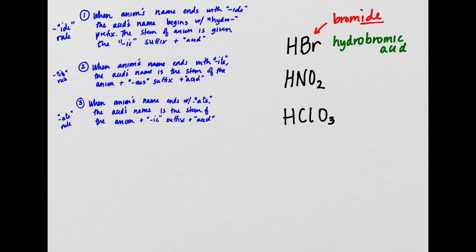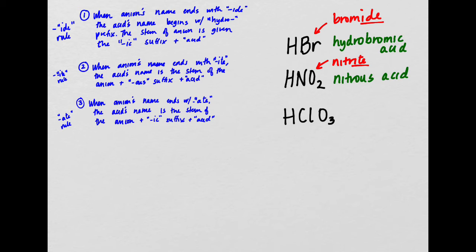Next, we have this anion, NO2 minus, which is nitrite. So this is an ITE ending. We're going to use the second rule, the ITE rule, in order to name this acid. So we are going to use the OUS ending. Everything's going to be the same, so it's going to be nitrous acid here. All right, so this is the ITE rule.